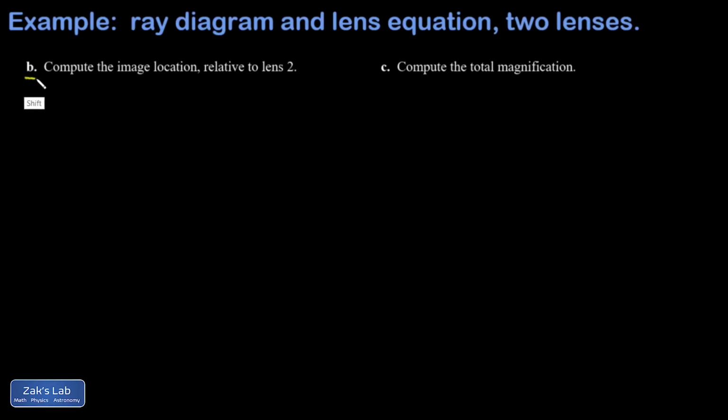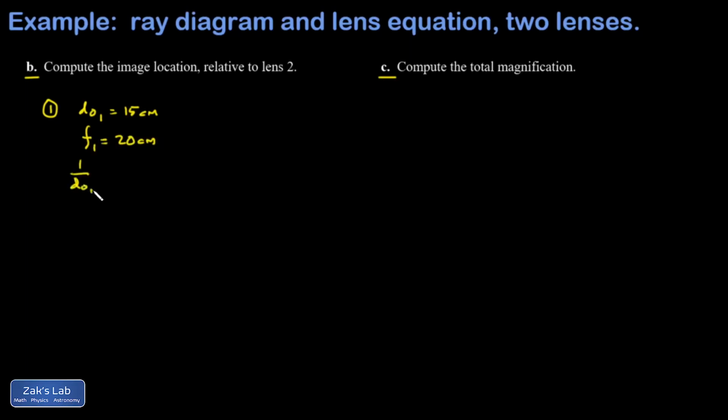Now we get quantitative. I want the image location relative to lens 2, and I want the total magnification. So really the best way to organize this is in terms of the processing of the image through the first lens, and then we'll do the processing through the second lens. So I write down what I know with that first lens, and I was told that my original object distance, so I'll call that DO1, was 15 centimeters from a lens with a focal length of 20 centimeters.